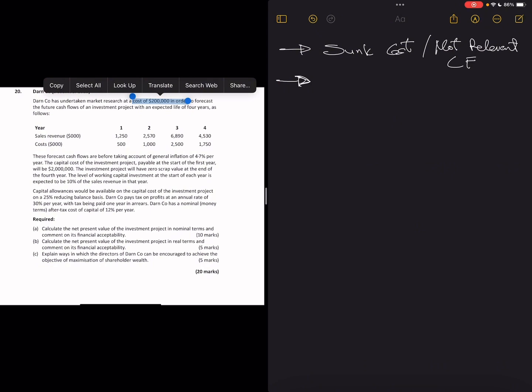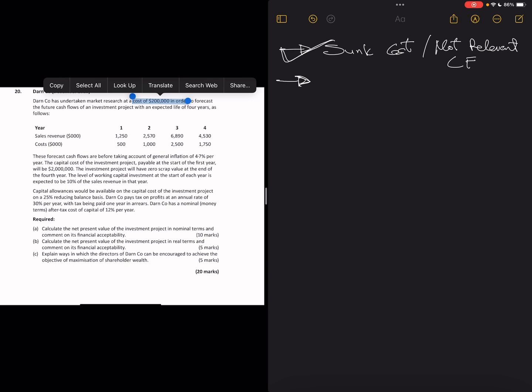It's not a cost that will be incurred as a result of taking an investment decision of going into this particular opportunity. We have already incurred it and it's not relevant. It is not a cost we are incurring as a result of doing this investment. So because of that, 200k is irrelevant and we will not be using it. So that concept is being tested.